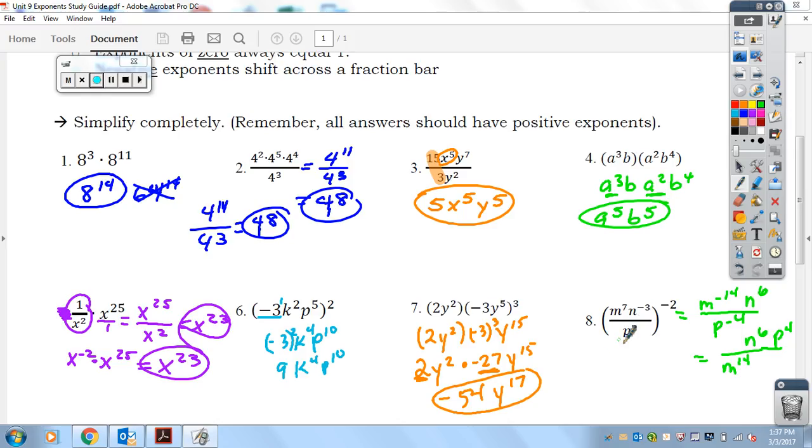The other way you could have done it is you could have moved this down from the start, n to the 7th over n cubed p squared, all to the negative 2, which would be m to the negative 14 over n to the negative 6, p to the negative 4, because everything gets multiplied by 2. And then when I switch it, everything just switches. The m to the 14 moves to the bottom. These two move to the top, and when they move, they become positive. Either way, you get the same answer.